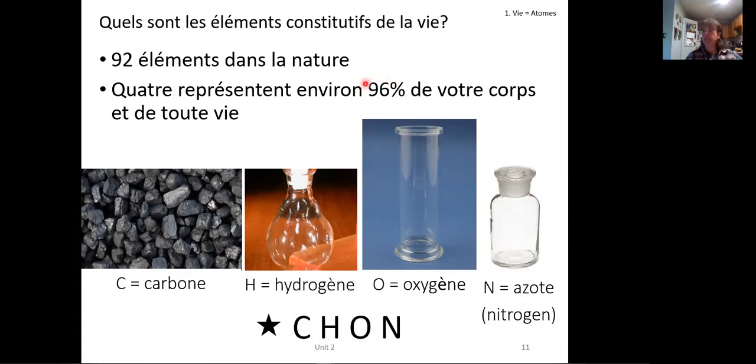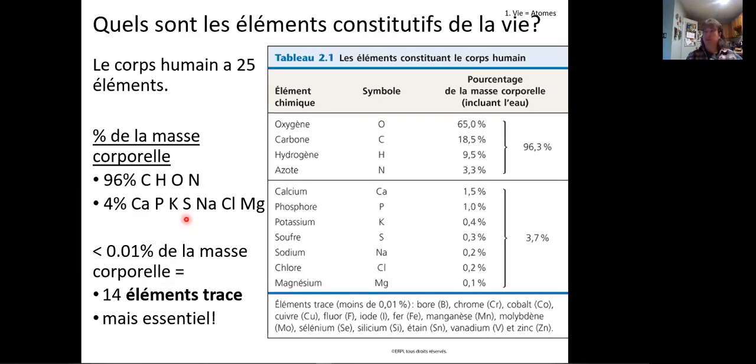So how much of your body is made up of CHON? 96%. That's a lot. We said that 92 elements occur naturally. There are 25 elements in the human body. 90%, how much of it is CHON? 96%. What about the other 4%? The other 4% of our mass consists of calcium, phosphorus, potassium, sulfur, sodium, chloride, magnesium.